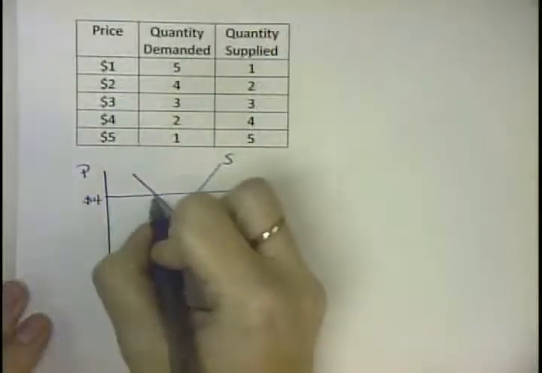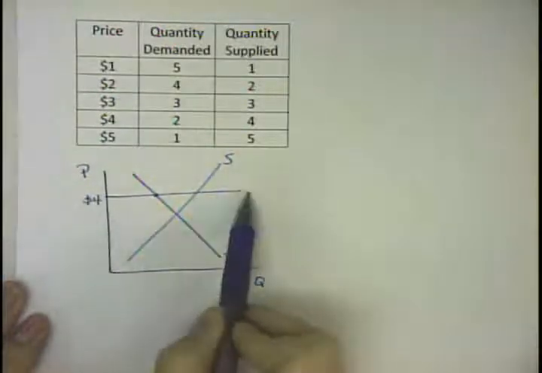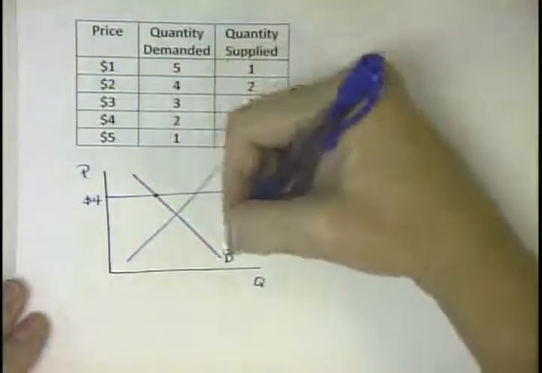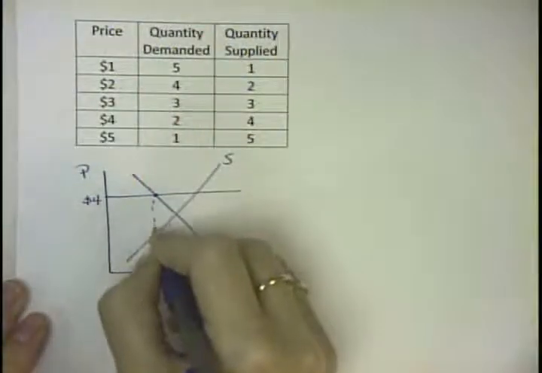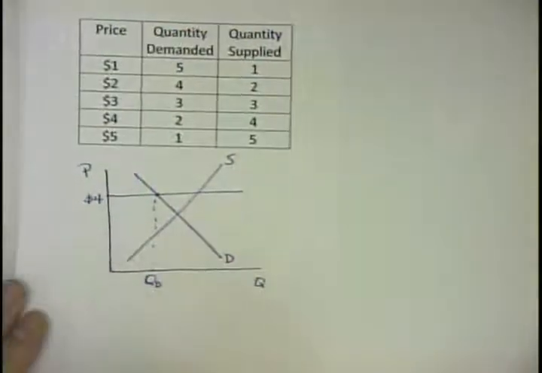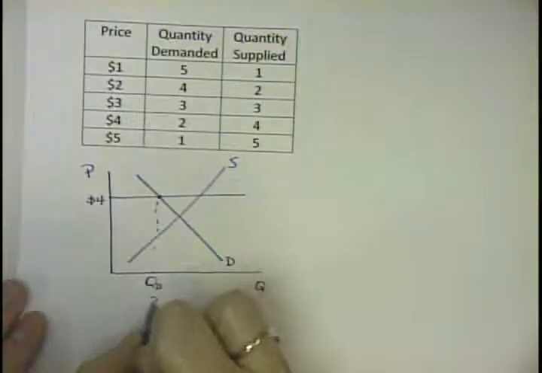Okay, so in this case, I just reproduced the graph at $4. We want to figure out what's our quantity demanded. We find that on our demand curve. So let's bring this down to our quantity axis. This is my quantity demanded. Okay, at $4, how much do I want to buy? In this case, it's 2.